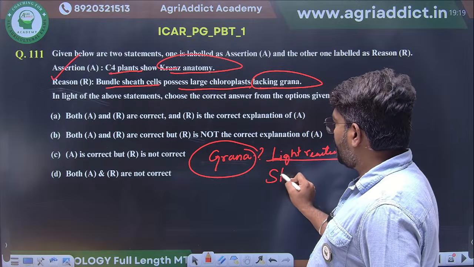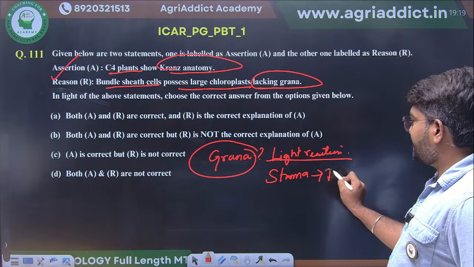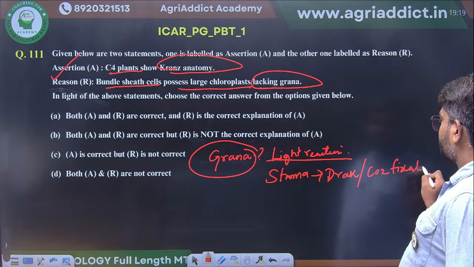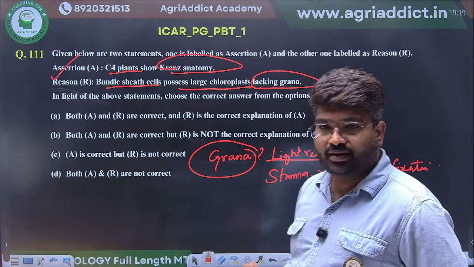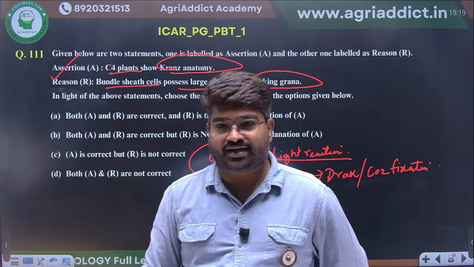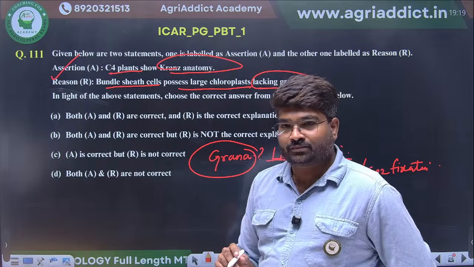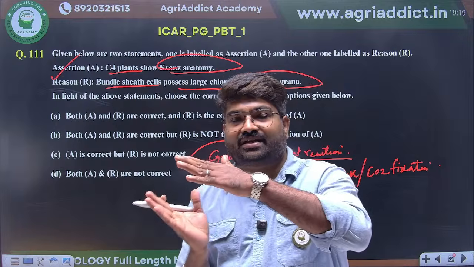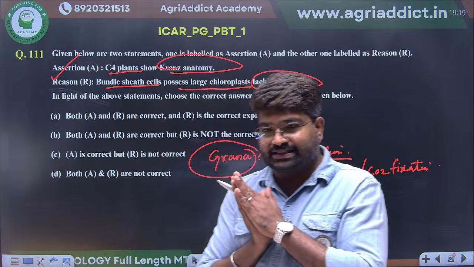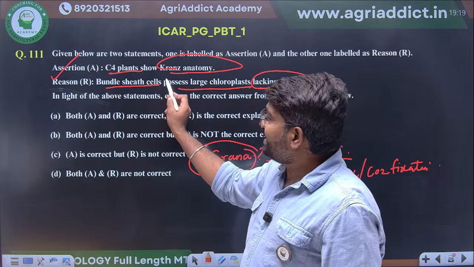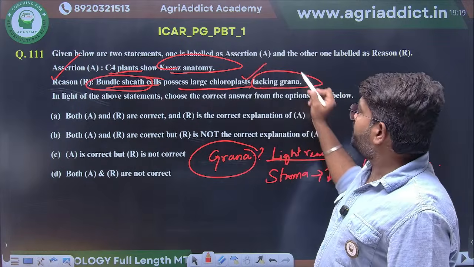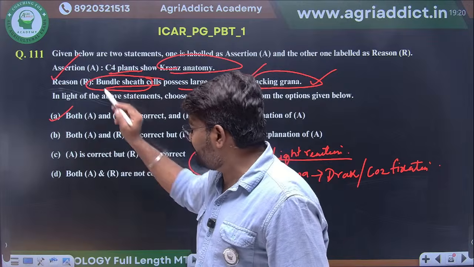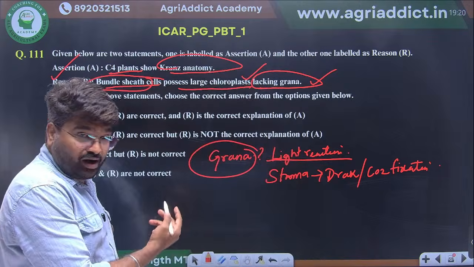In stroma, what will happen? Dark reaction will happen. Dark reaction means CO2 fixation. If you remember, the thylakoids will have grana. Membranes of grana will be there. They have given that in the bundle sheath cell, large chloroplasts lacking grana will be there in C4 plants. This is the right answer. Why I am saying this is, we already saw this in our class today.